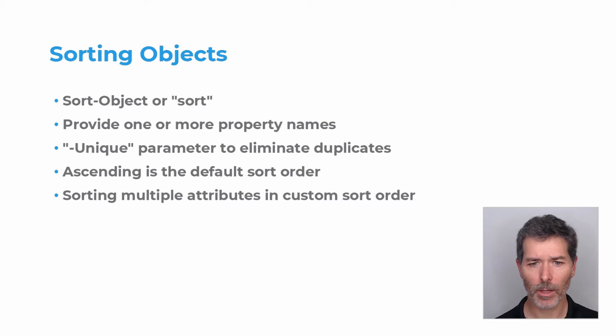And the default behavior is it's going to sort in ascending order, meaning sorting from A to Z, from 0 to 9, unless we choose to reverse it and sort in descending order. Sometimes you don't want to see duplicates, and you can choose just to see unique entries instead. And we can also do custom sort orders as well. So let's take a look at that.